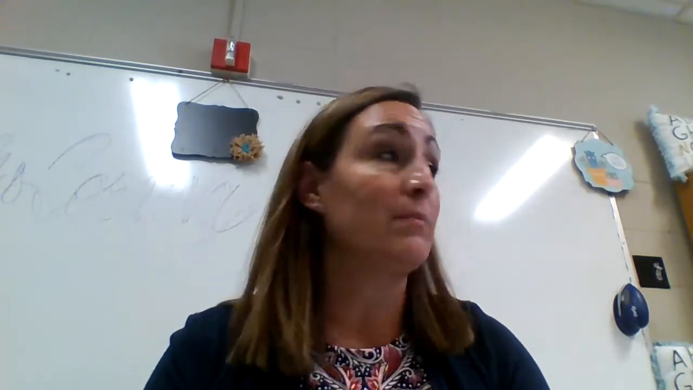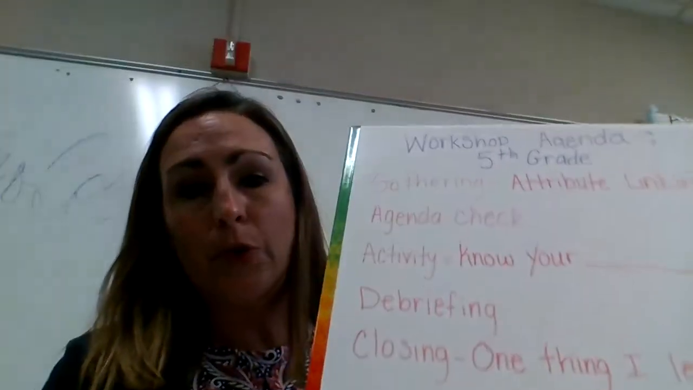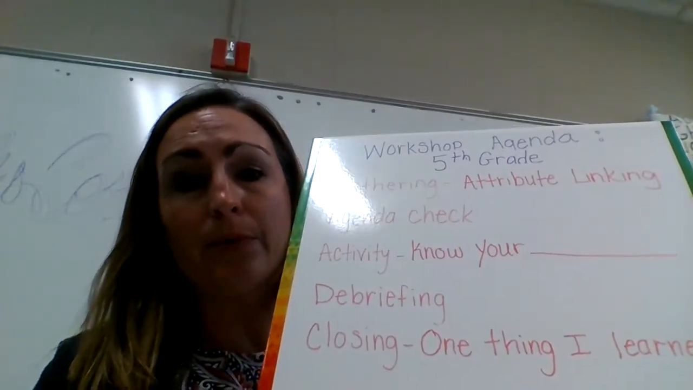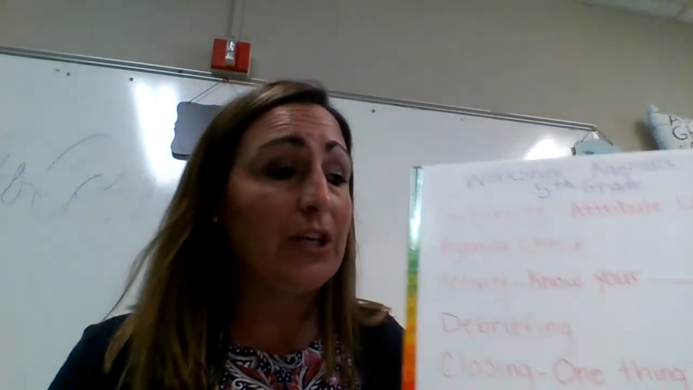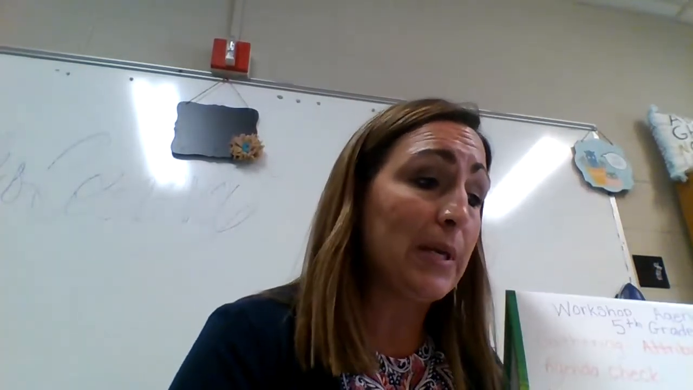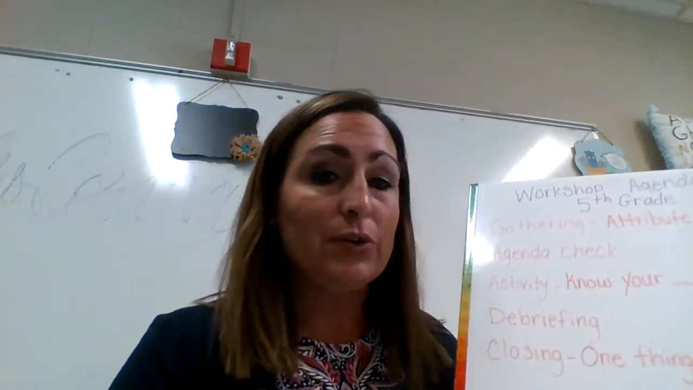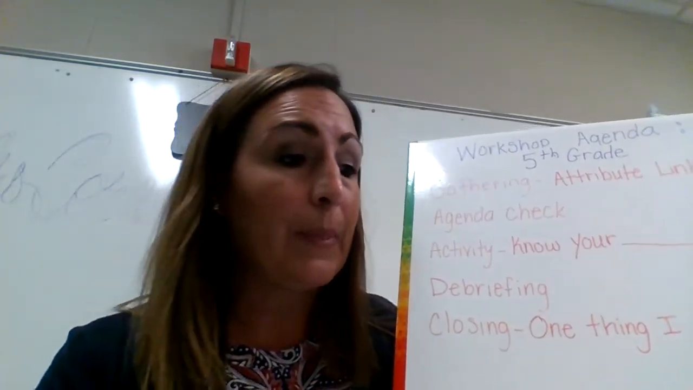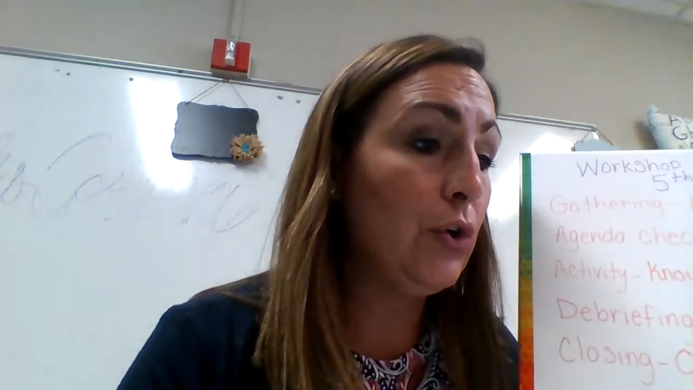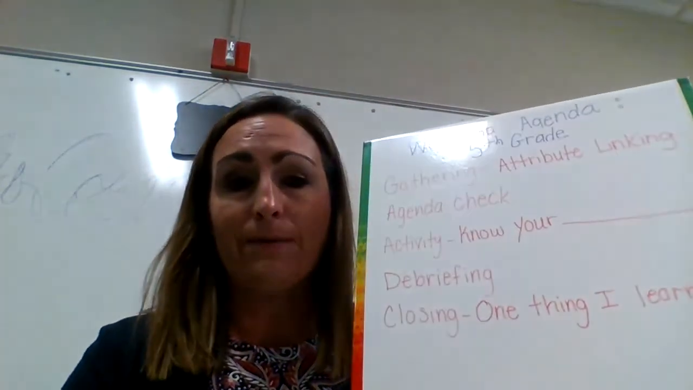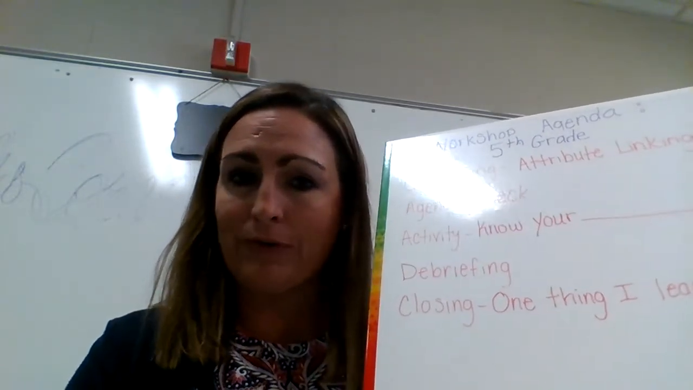Okay? Good. So now you've had a chance to see some classmates that have some similarities, the same as you, and things that you have in common. So now we're going to do our agenda check. We just finished our gathering with attribute linking. The gathering was a great way to begin to talk about the ways that we are similar and the ways we're different. As the agenda shows, we're going to do an activity called Know Your Fruit or Vegetable.